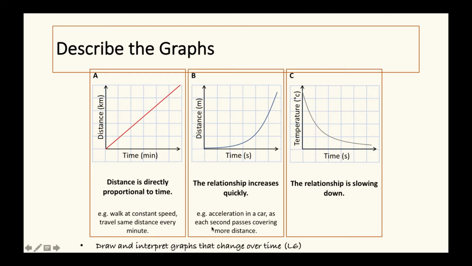An example for this graph would be an acceleration of a car. So as each second passes, it covers more distance. So steadily increasing, fast, fast, fast. And then this one is showing the relationship slowing down. So for example, a hot cup of tea will cool down quickly at the beginning and then more slowly as it starts to get to room temperature. So it won't go stone cold if your room is fairly warm, but it won't remain really hot either.